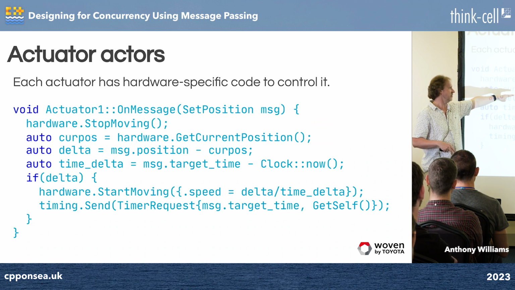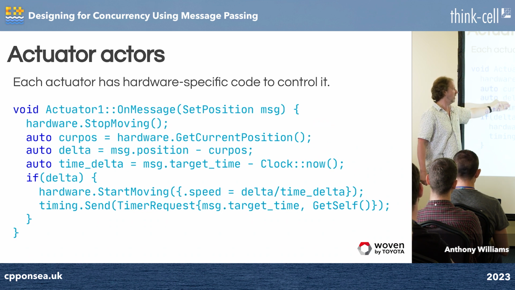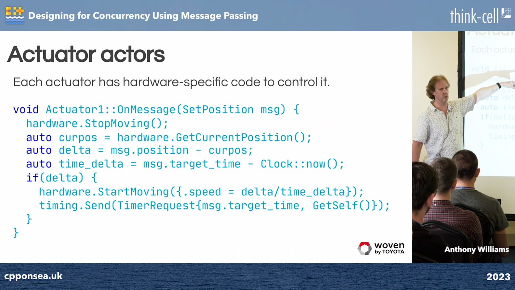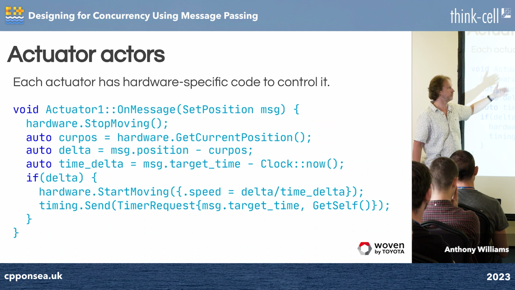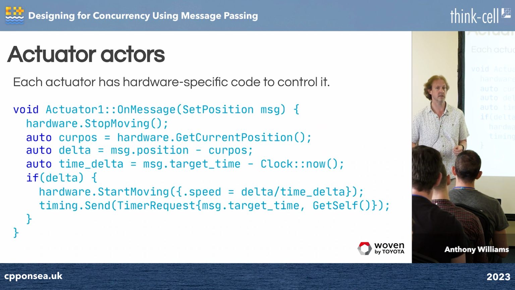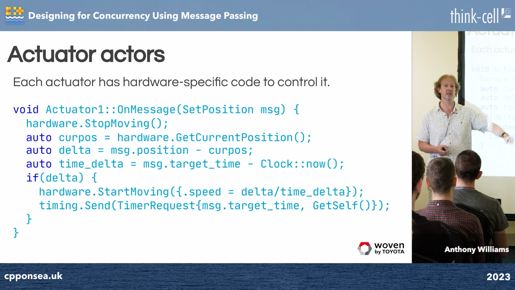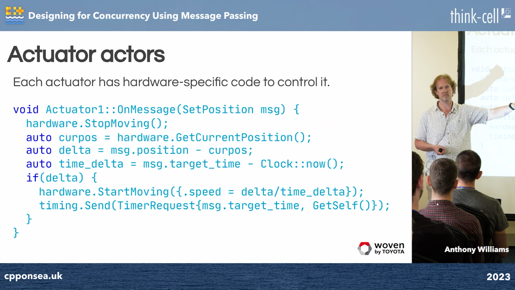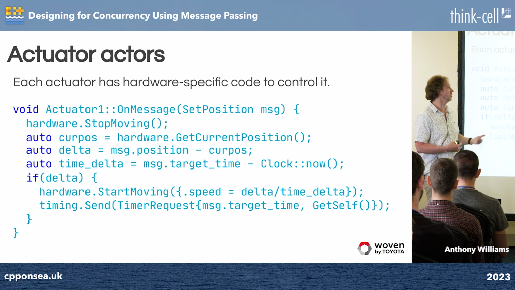We get the current position for the hardware, work out where we need to go, how far it is from where we need to go, and how long we've got to make that movement based on the time we needed it to be there. And then if it actually needs to move at all, we start moving it and send a time request for when to stop. Because some of the control systems really are that simple. It's like start moving, and it will keep moving until you tell it to stop in a certain 30 milliseconds later. And so you just do that.